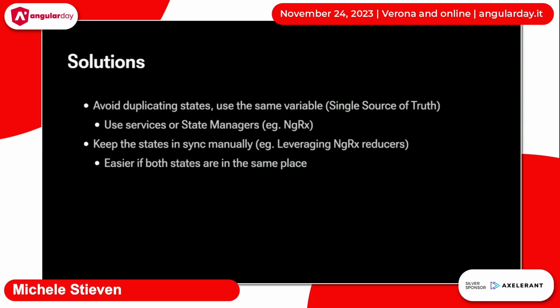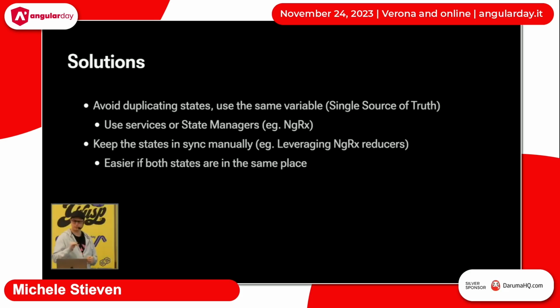There are a few solutions to this. The first one is to avoid duplicating states and keeping just one state variable in a service or inside a state manager. This is what we call a single source of truth, because the data is not duplicated in our code. Another solution is to keep the 2 variables separated, but keep them in sync manually. This is, of course, more difficult, but it's easier if both variables are in the same place, for example, a service.